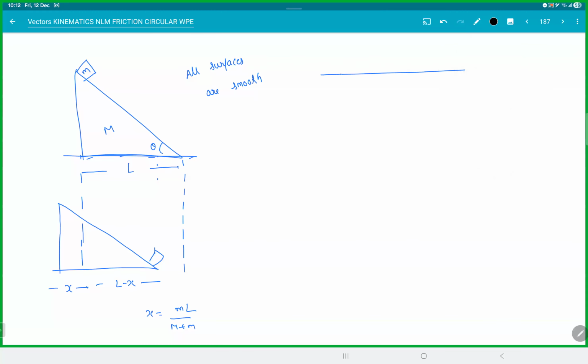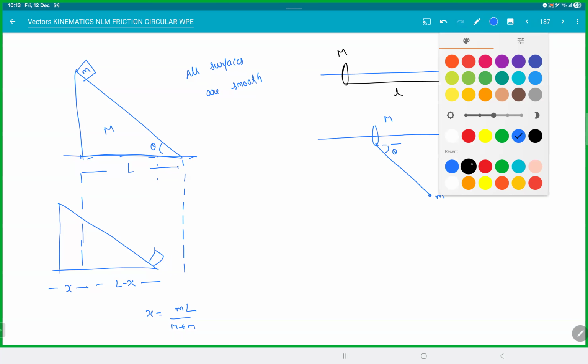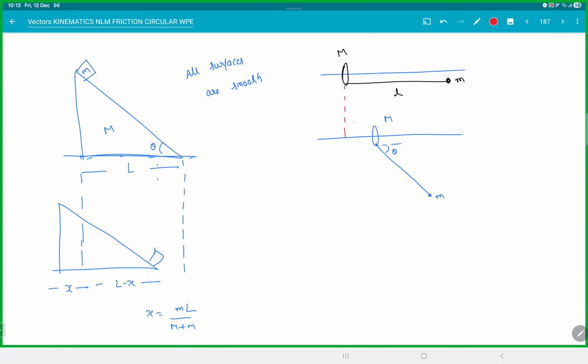They will say there is a ring here of mass M. There is a ball here of mass m, length L. Find the displacement of the ring when the ball m makes an angle theta. Find the displacement of the ring. Can you find this? That's a good one. Find the displacement of the ring when the ball makes an angle theta with the horizontal.